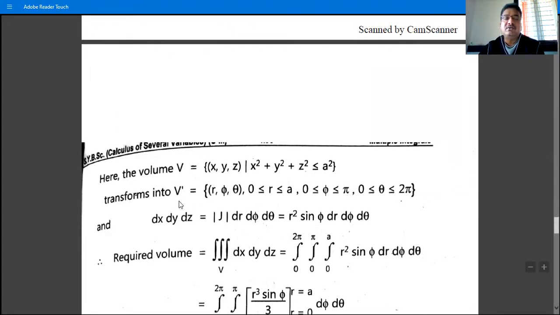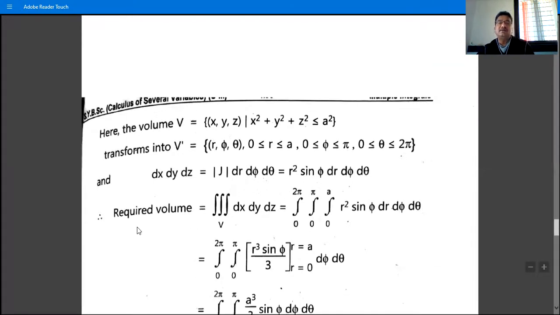This is converted to the new notation r, phi, theta. r runs from 0 to a, the radius, then phi runs from 0 to pi, and theta runs from 0 to 2 pi. These are the lower and upper limits of phi and theta. Only the limit of r has to be decided in spherical polar coordinates. Then dx dy dz is mod j dr d phi d theta, where mod j is r square sin phi.